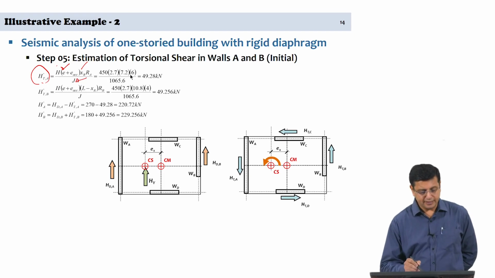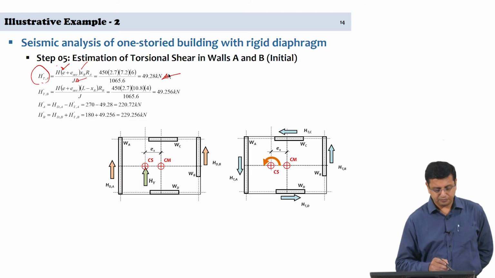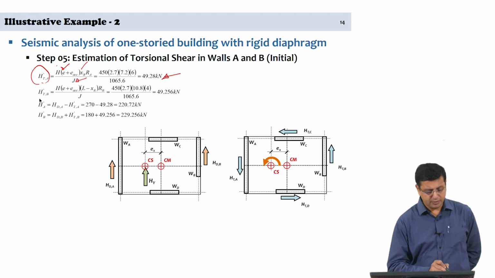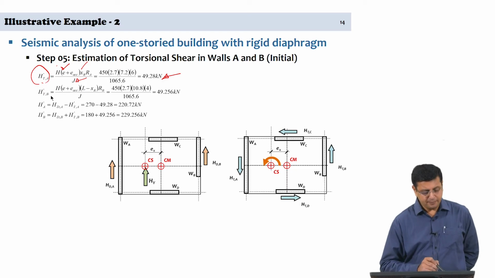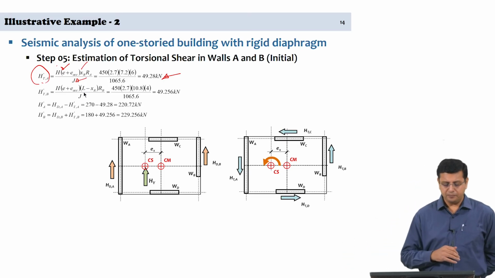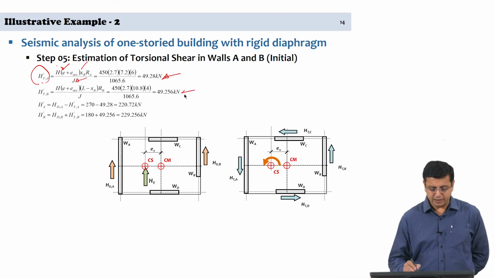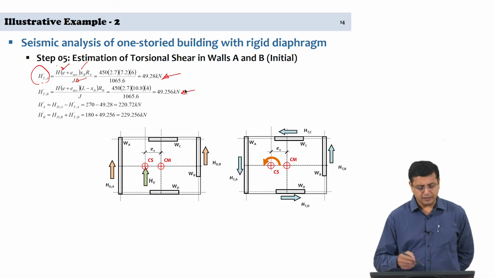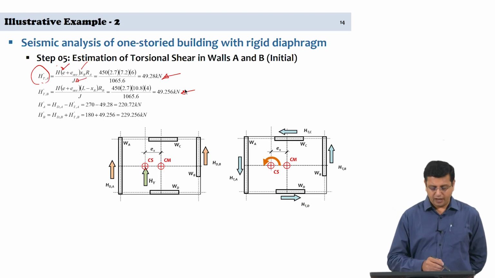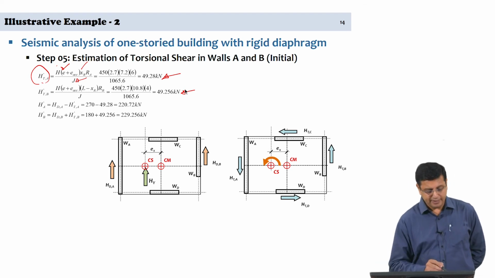So, we make an estimate, and we see that the initial estimate of torsional shear is about 49 kilonewtons, 49.28 kilonewtons. Similarly, we make an estimate of H prime Tb, and we have to be careful that we are using the right distances. This is the distance from wall B to the center of stiffness, so L minus XR, and we again have an estimate of the torsional shear. You see that these two values are rather close to each other. However, as I had mentioned earlier, the direction of the torsional shear matters, you have to be careful.